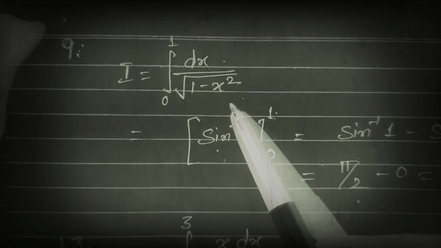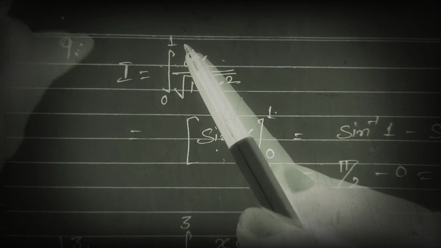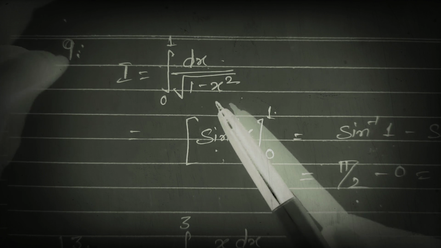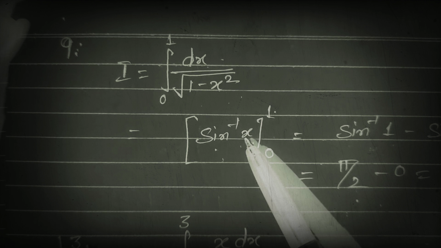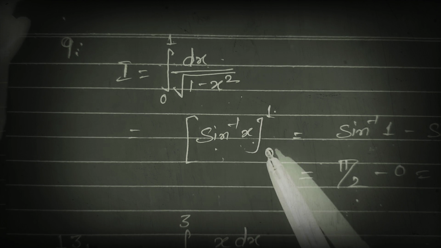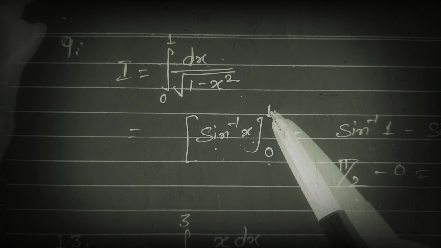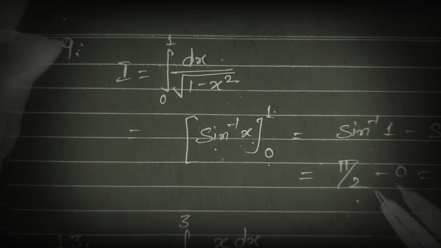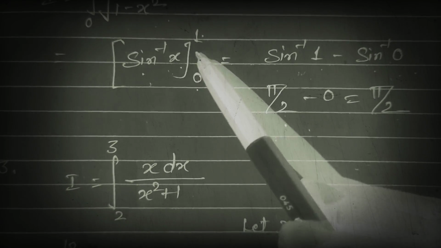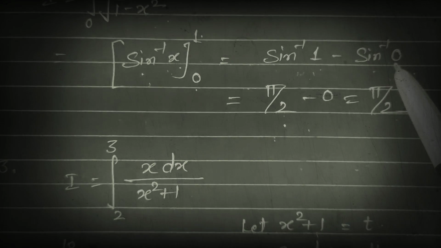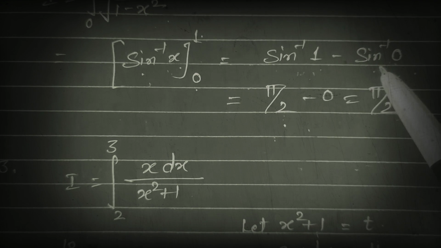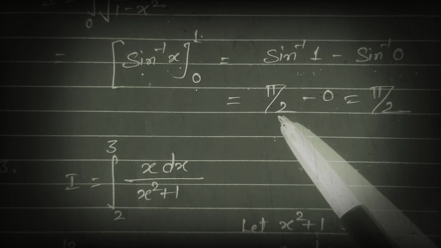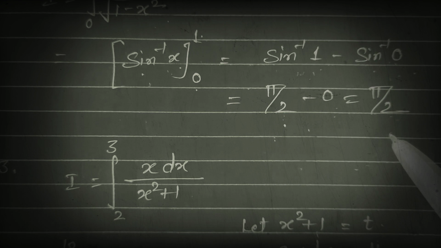Now look at question number 9. Integration of 1 upon square root of 1 minus x square, and the limit is 0 to 1. And we know that this integration is sine inverse x. Then we put the upper limit minus the lower limit. So it is sine inverse 1 minus sine inverse 0. We know that sine inverse 1 is pi by 2 and sine inverse 0 is 0. So pi by 2 minus 0, it is pi by 2.